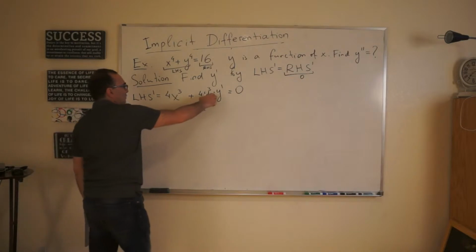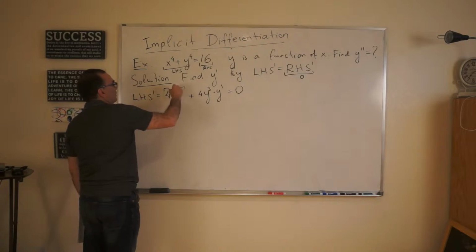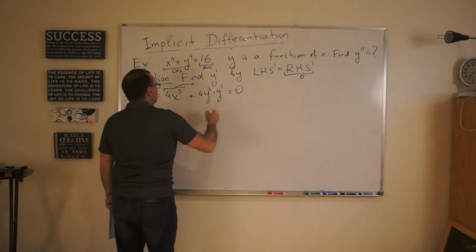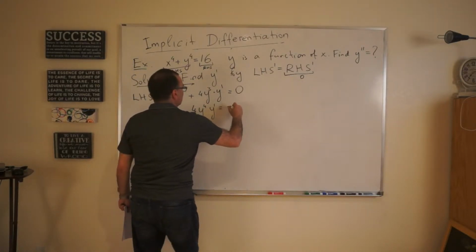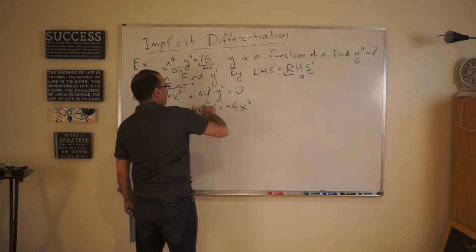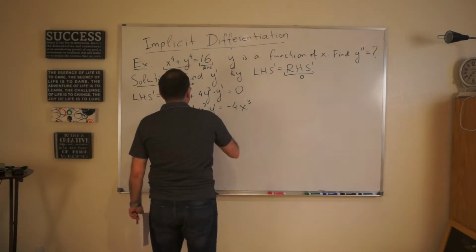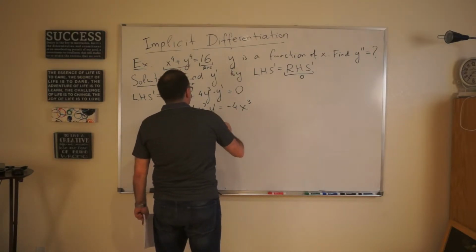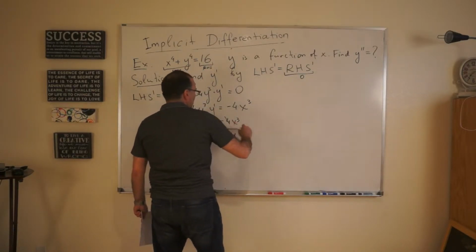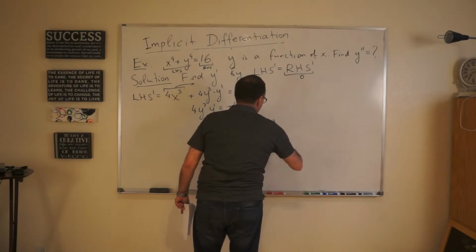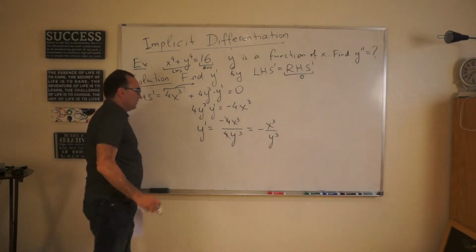So now we need to solve for y prime, and this is easy. We take this term that has no y prime in it to the right hand side of the equation. So 4y cubed y prime equals negative 4x cubed. And then y prime equals negative 4x cubed divided by 4y cubed. Of course we can cancel the 4 and we get negative x cubed over y cubed. So that's the expression for the derivative.